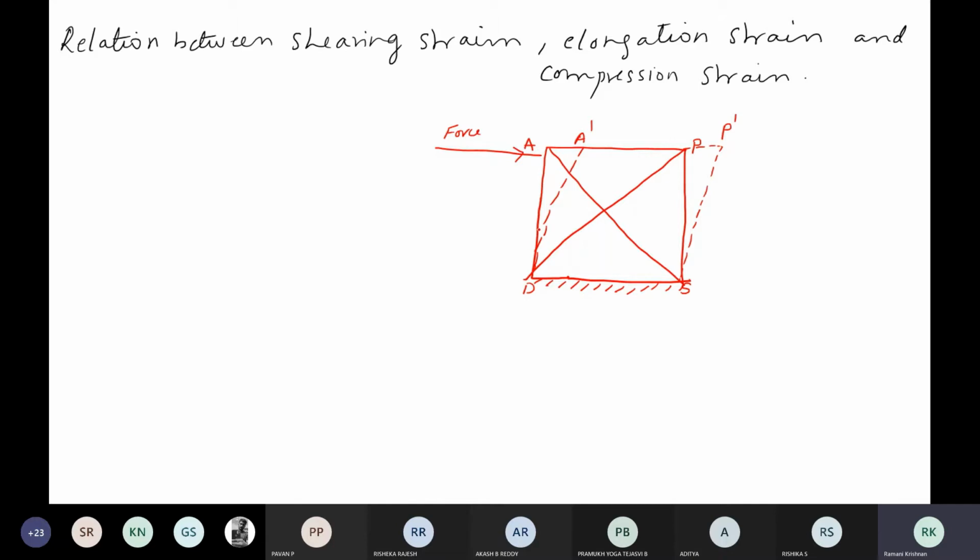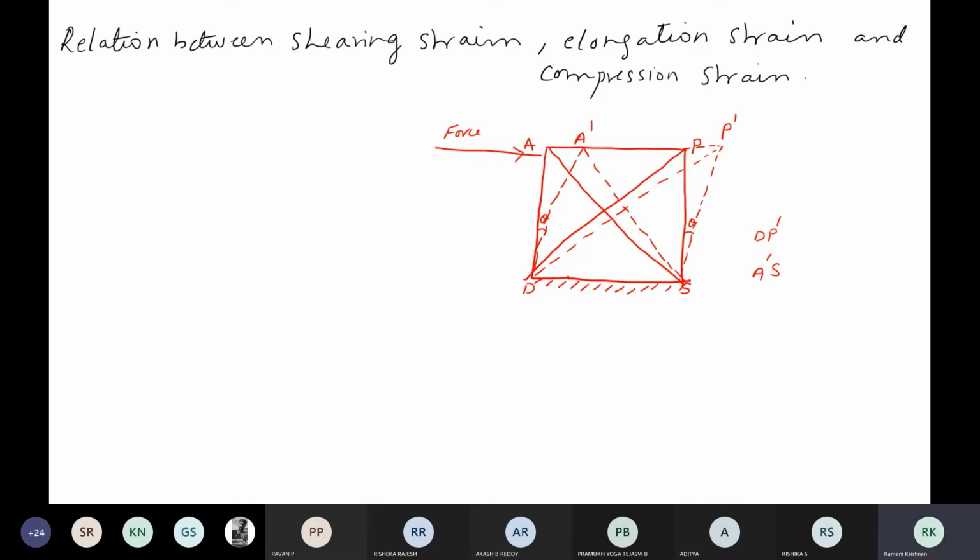Then I said this angle is theta, and naturally this angle is also going to be theta. Now because of this, what has happened? I have a new diagonal. This diagonal got shrunk, compressed. Can you see? A dash S is smaller than AS. So I get a compressed diagonal, that is A dash S. And this DP becomes elongated. It got elongated to DP dash. You can see from the length of the diagonal itself. Is it clear, students?